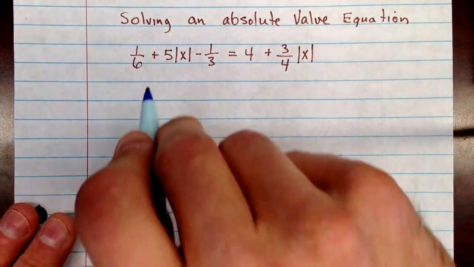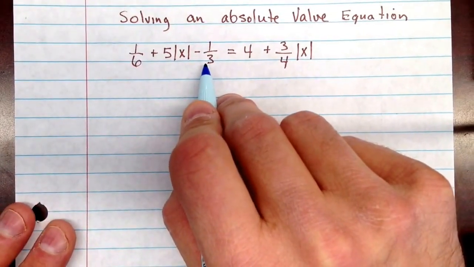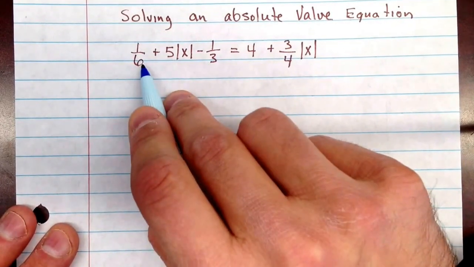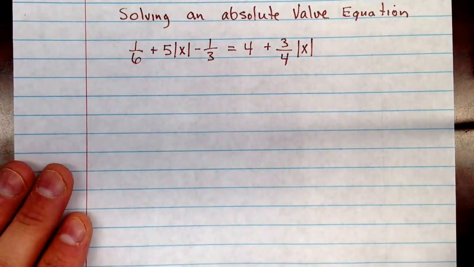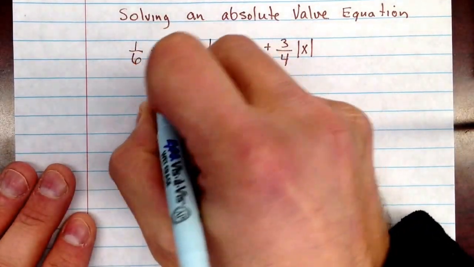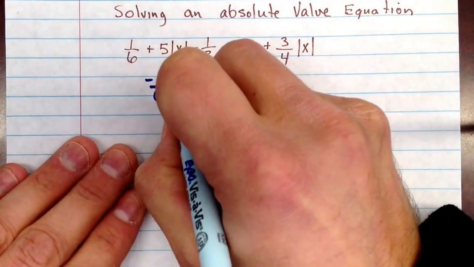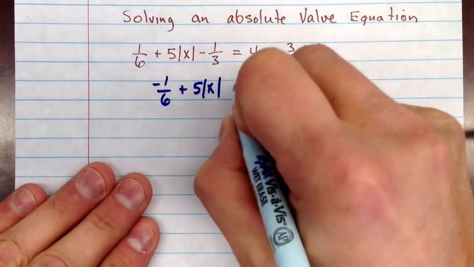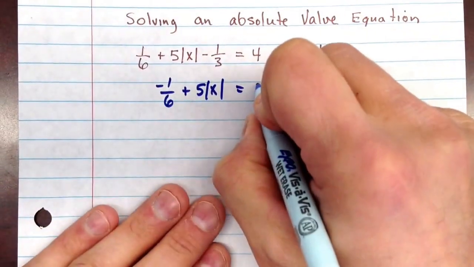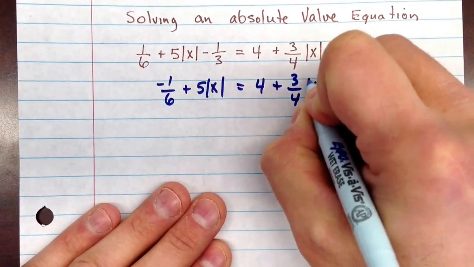So let's start by looking at what we can combine here. I can combine the 1/6 and the 1/3. So go ahead and take that 1/6 minus 1/3, and you'll get negative 1/6. Use a calculator for stuff like that. It's easier that way. So negative 1/6 plus 5 times the absolute value of x equals, and there's nothing I can combine over here, so we're just going to add that as it is. Leave it like that.